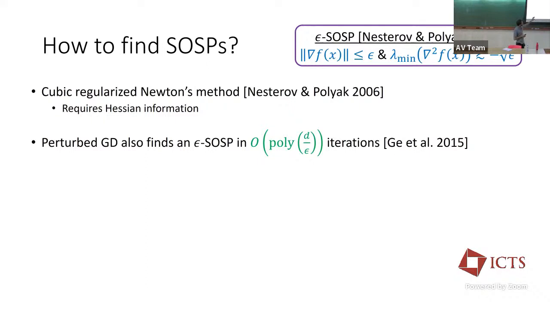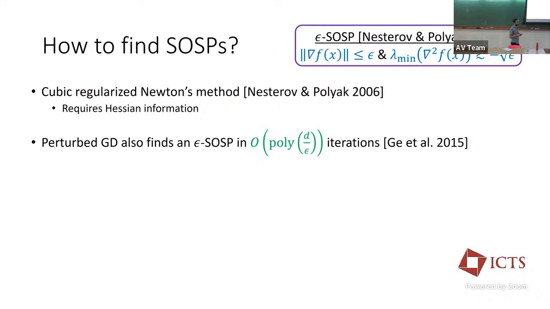This epsilon and square root epsilon are maybe not super important. We can replace it with epsilon 1, epsilon 2, and so on. But it turns out that this somehow equalizes the difficulty of both the aspects. So there is a famous method called cubic regularized Newton's method, which can find these kind of points.